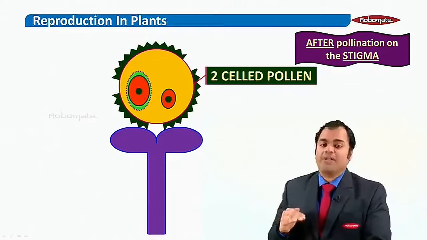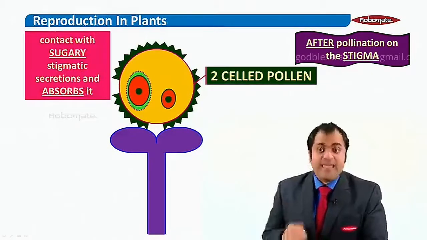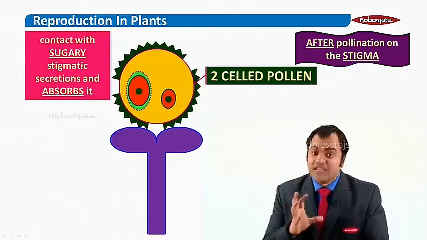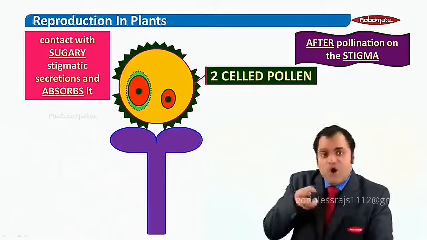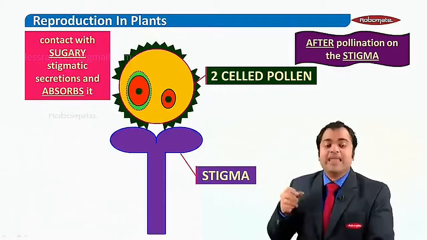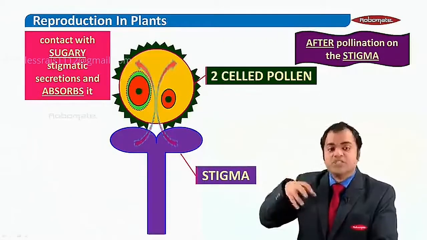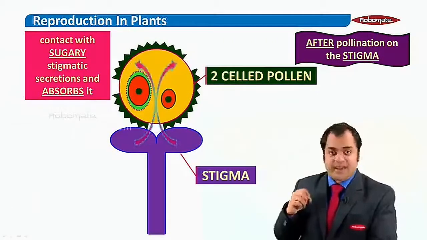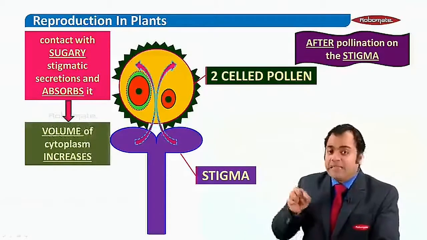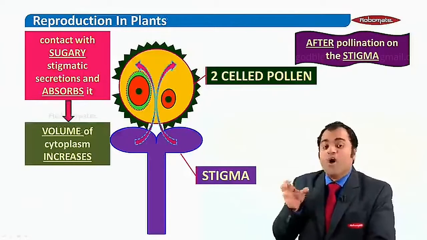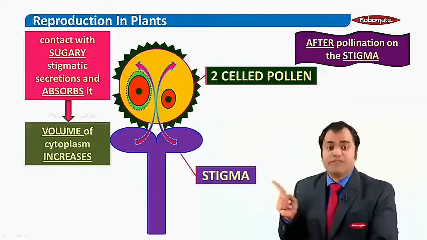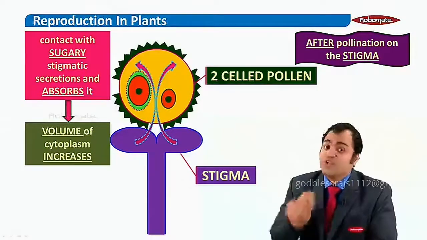Now, what will happen after it lands on the stigma? It is going to come in contact with sugary stigmatic secretions and start to absorb them. So that's the stigma right here, and from the stigma it is going to absorb certain sugary secretions, right? Now as a result of this, in the pollen grain the volume of the cytoplasm will increase. Of course, you know that when the volume increases, the pressure will rise, right?